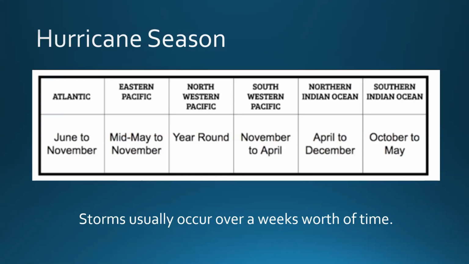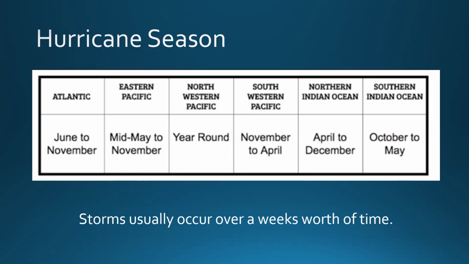If you're in the Northwestern Pacific, that's going to be like Japan, Malaysia, China, and all that. That typically happens year-round because of the different conditions. Your Southwestern Pacific, that's again your bottom half of Japan, Korea even, and Malaysia. It's going to be November to April. Your northern Indian Ocean, near India and the one coast of Africa, is going to be April to December, and your southern Indian Ocean, the bottom half of Africa, is going to be October to May.